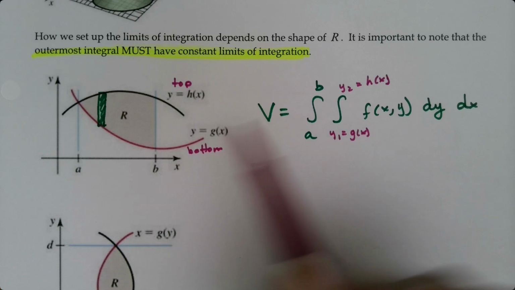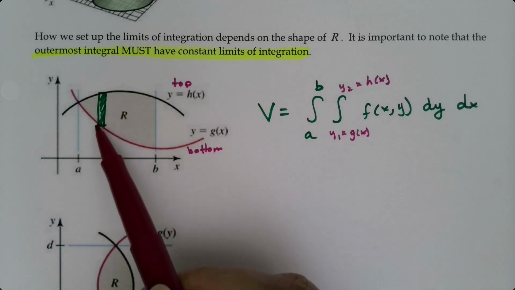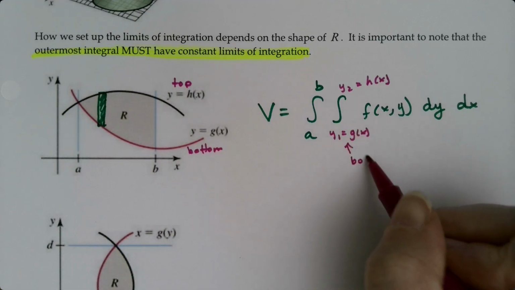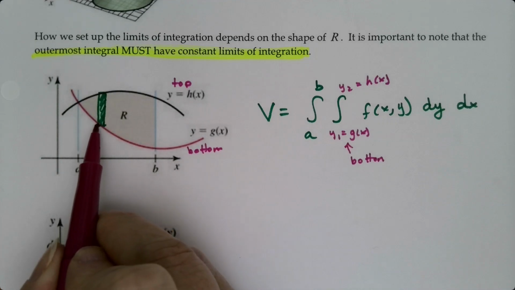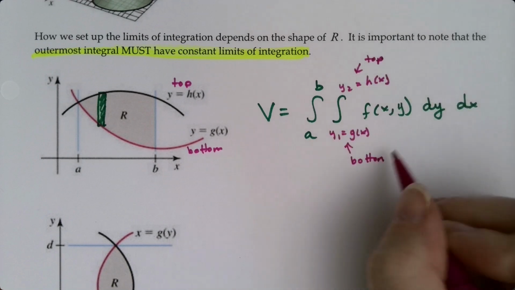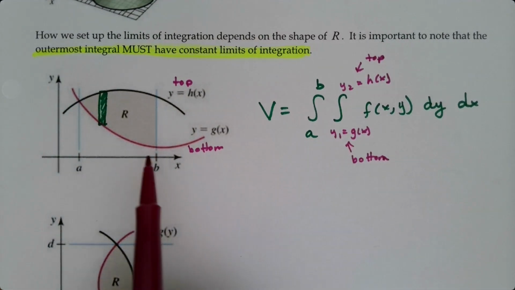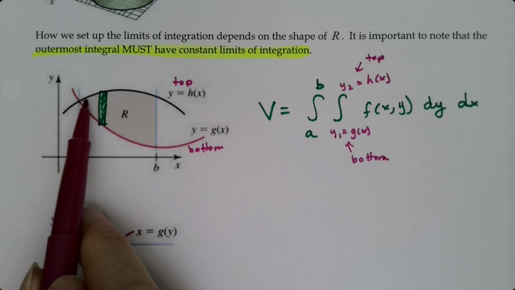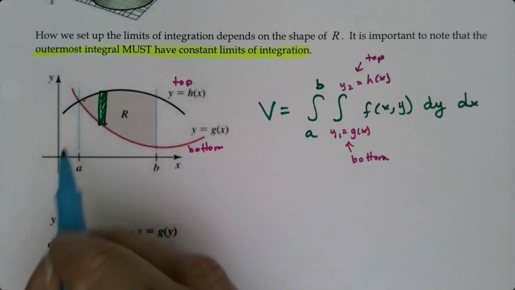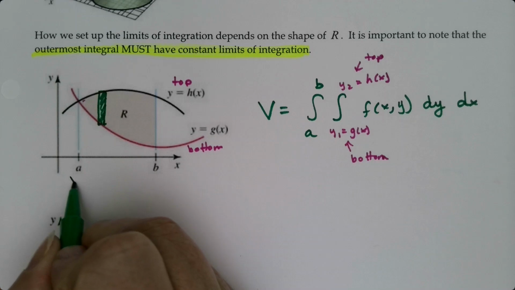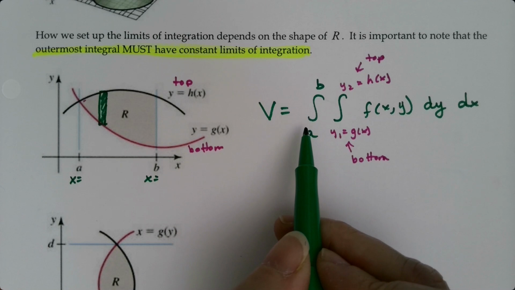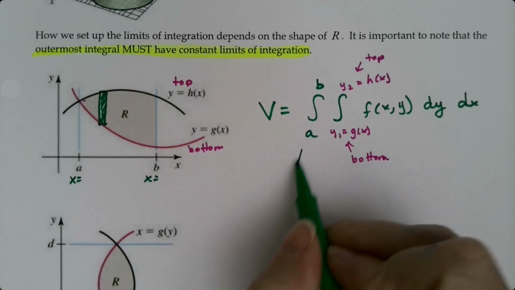So you're going to say, look, I'm going to go from this lower curve to this upper curve, so low to high. So this is the bottom of that approximating rectangle, and this is the top of that approximating rectangle. And then I'm going to take those rectangles and stack rectangles inside this from the left to the right. The left being a, right over here, x equals a to x equals b, which are those values. And notice those are constants.